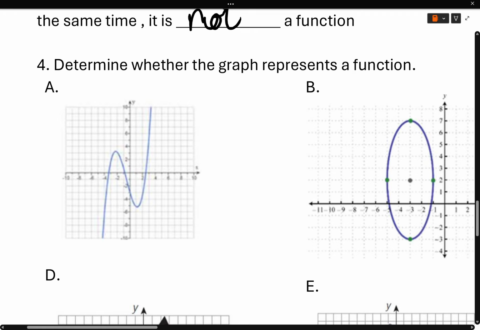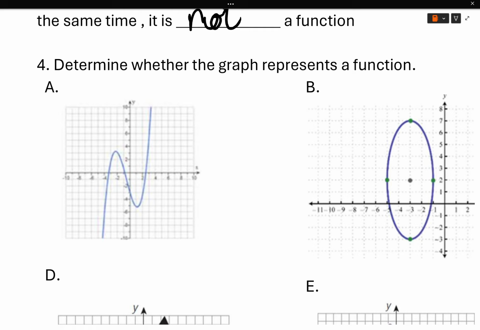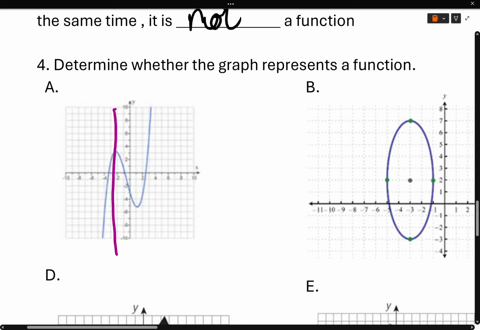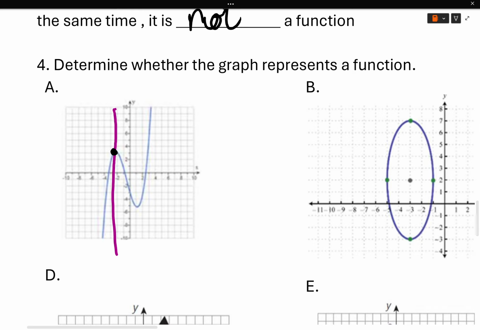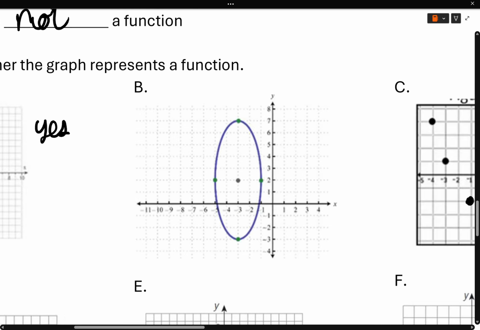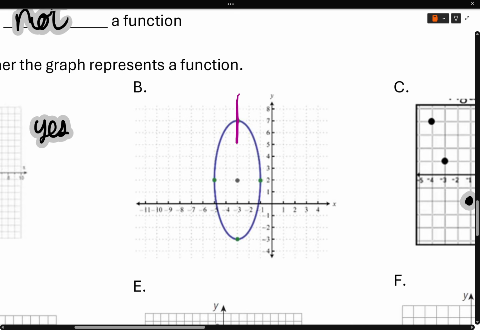So let's check out these graphs and how they look. Now, we can draw a vertical line literally anywhere on the graph. So mine might look different in every class, but that's fine. All right, for letter A, I draw a straight line through the curve of my graph, and it only passes through once. This is a function.